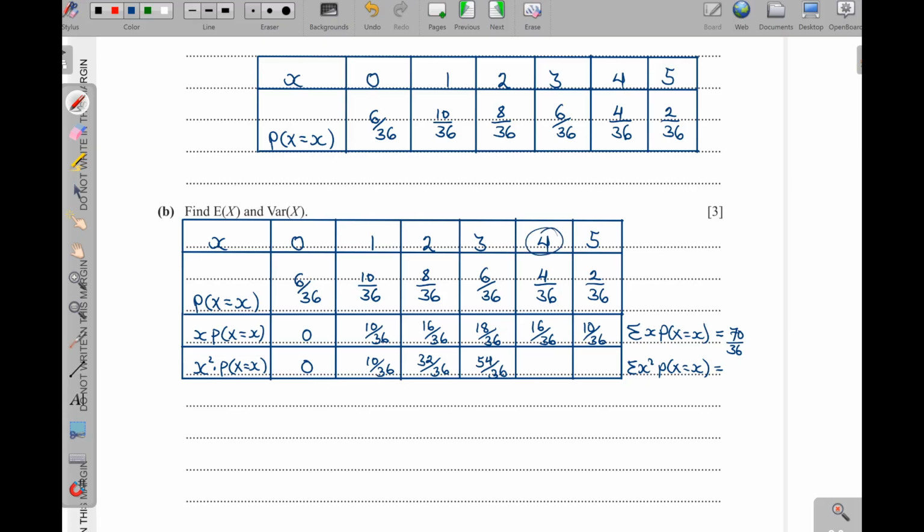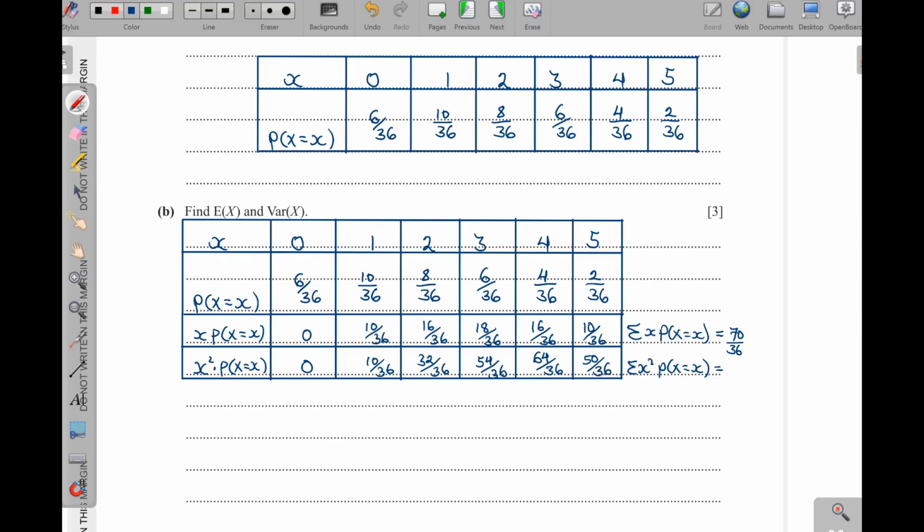And then this one squared is 16 times 4. Isn't that 64? That is 64 out of 36. Then 5 squared is 25 times 2. That will be 50 over 36.